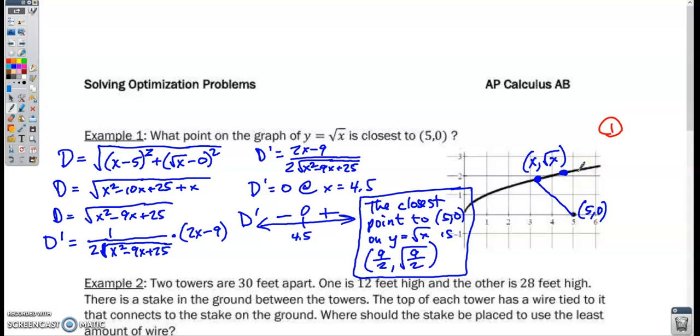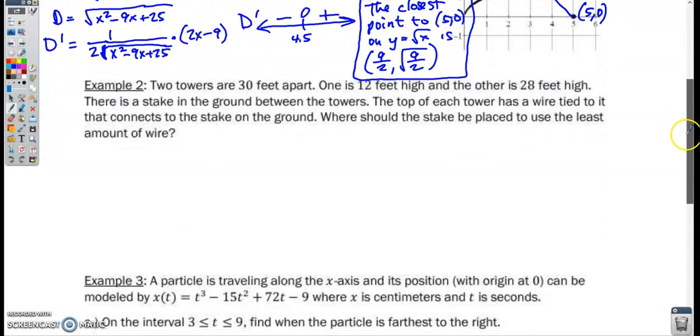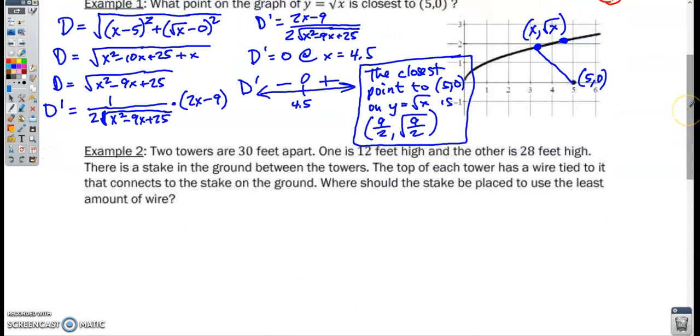All right, example 2. Two towers are 30 feet apart. One is 12 feet high and the other is 28 feet high. There's a stake in the ground between the towers. The top of each tower has a wire tied to it that connects to the stake on the ground. Where should the stake be placed to use the least amount of wire?